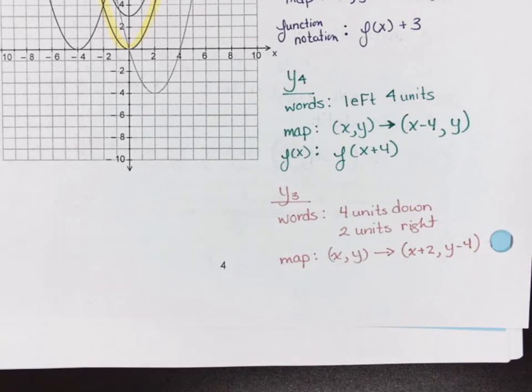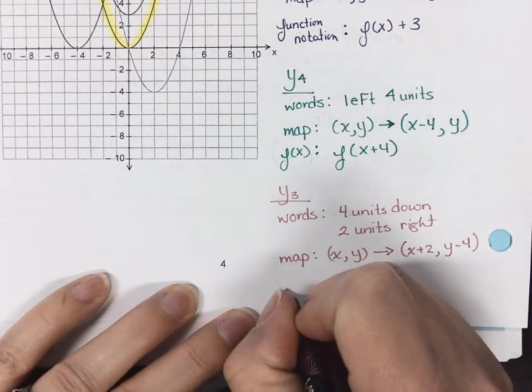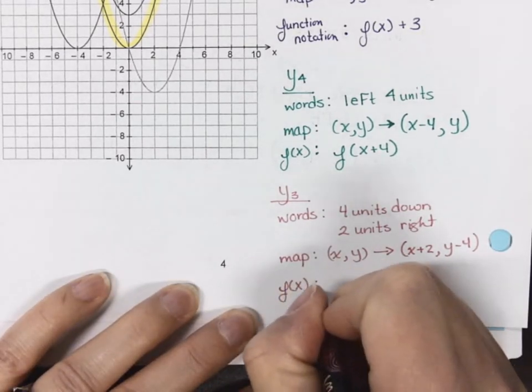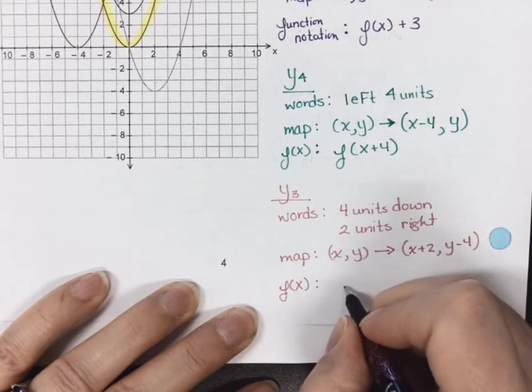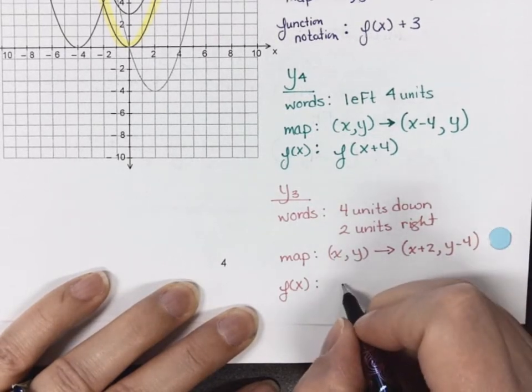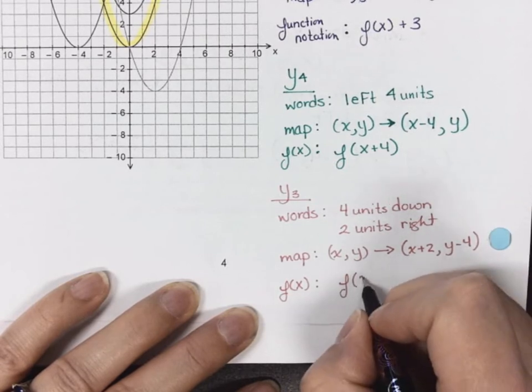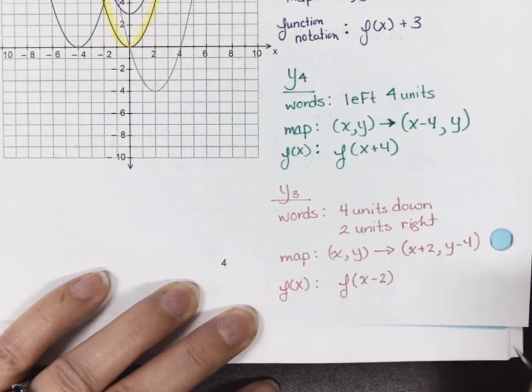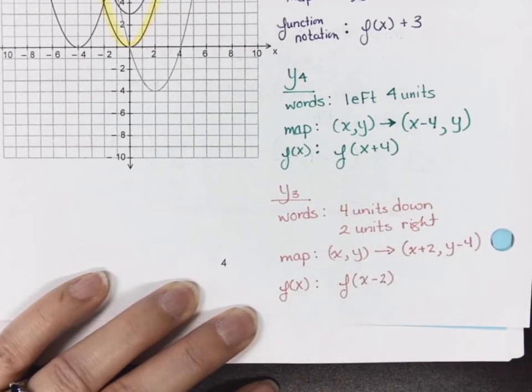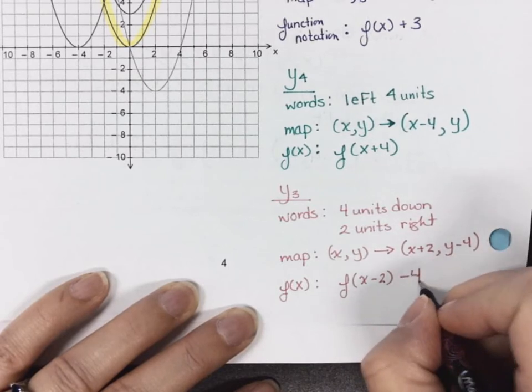See, mapping rule is so nice and easy because it's just the math you actually have to do. So if you had a table of values, you would take all your X values and add 2 to them, and you take all those same Y values and you would minus 4 from them. Straightforward, and you'd graph that new table of values. Easy peasy. So now we're going to do function notation. Okay, so what's happening to the X? So we're going to take away 2. X minus 2. And then what are we going to be doing? Minus 4.